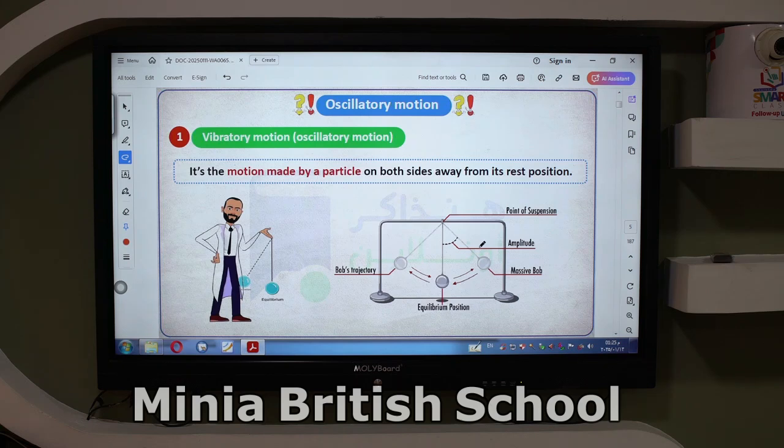First, the vibratory motion or oscillatory motion is the motion made by a particle on both sides away from its rest position, like the pendulum. Here, the starting point or the equilibrium position will be this point. We call it M.